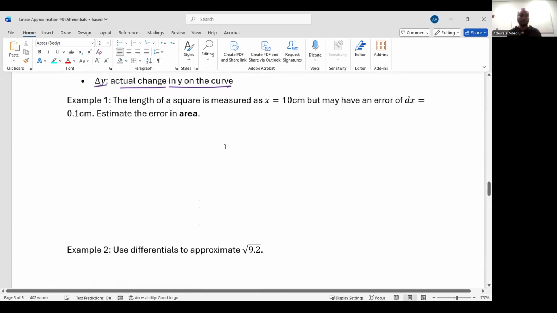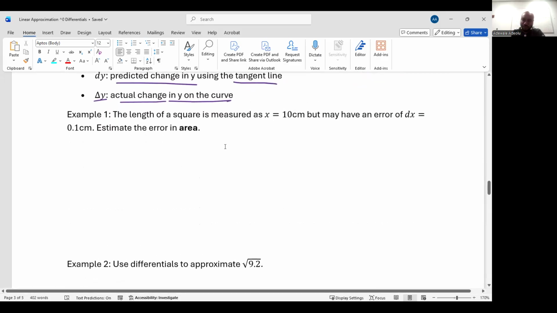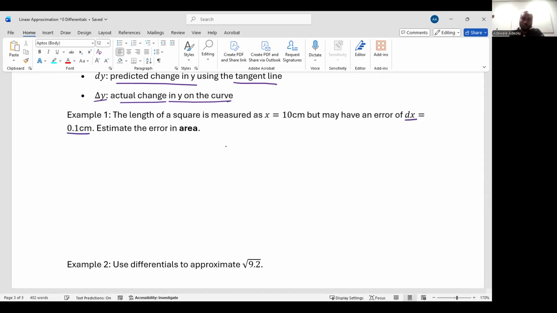Let us see an example. The length of a square is measured as x equals 10 centimeters, but may have an error of dx equals 0.1 centimeter. Estimate the error in the area. That area is our y value, right? So let us estimate the error we could have in this situation.